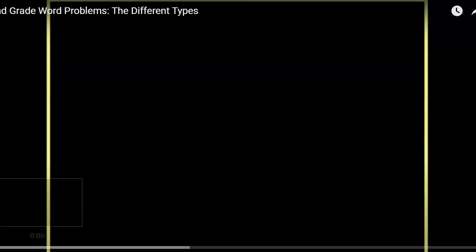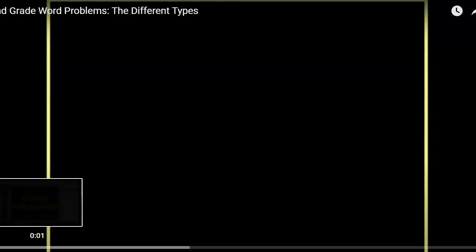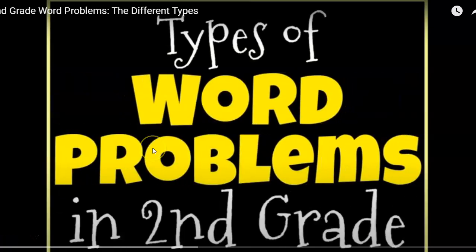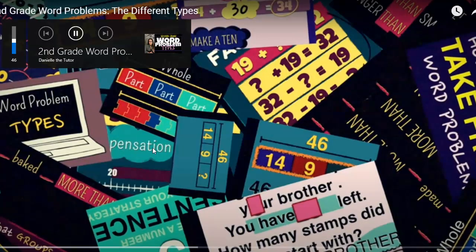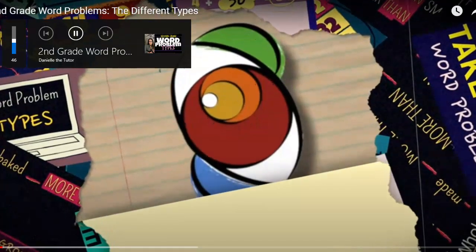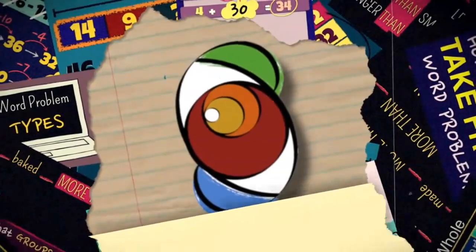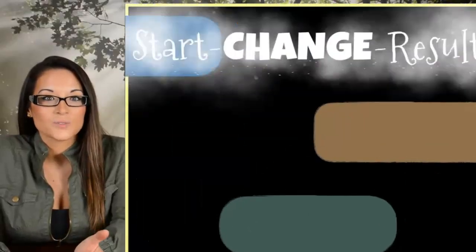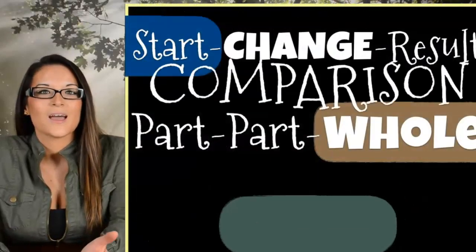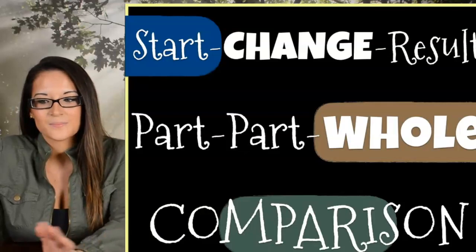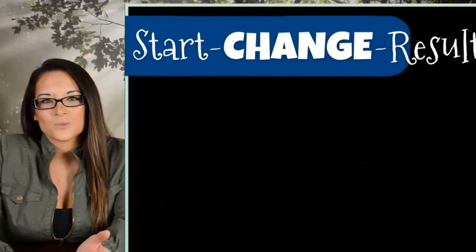Word problems are awesome for real life, and we're going to watch today what different types of word problems you might see. What types of word problems will you see in second grade? There are 3 key types of story problems: start, change, result, part, whole, and comparison. And we're going to talk about all 3 of them today. Let's start with start, change, result.